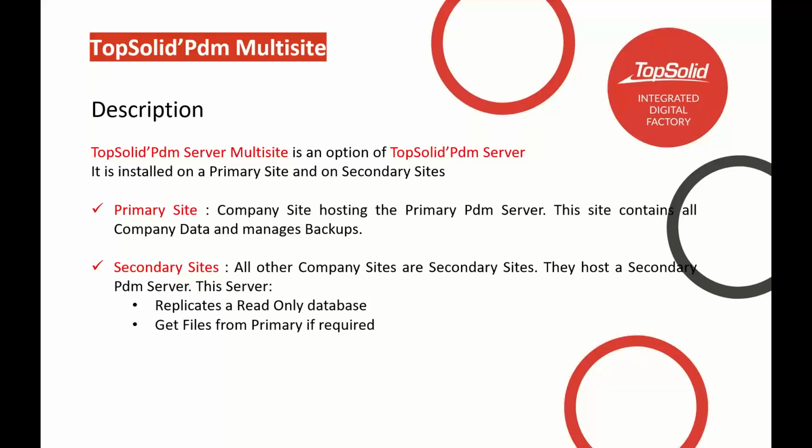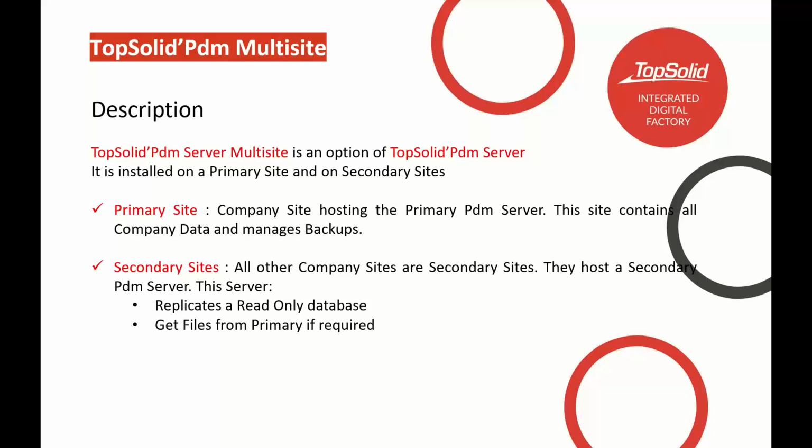This server replicates a read-only database. So this means that the SQL data that exists on the primary site is quietly replicated to all of the secondary sites. We say it's a read-only database because the database is always driven by the primary. It will automatically get files from the primary if required. What does that mean? PDM data can get very large, very fast. The idea isn't that we're dynamically mirroring 100% of the data always, and I should say the vault data. The SQL data is 100% mirrored always. The vault data is only grabbed as needed.